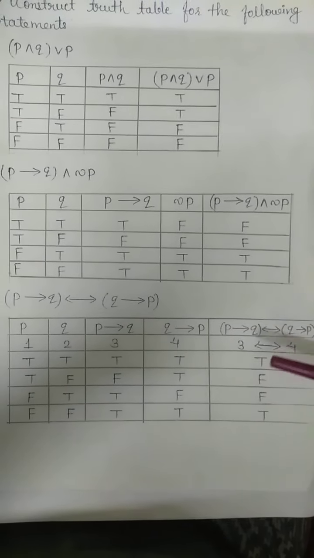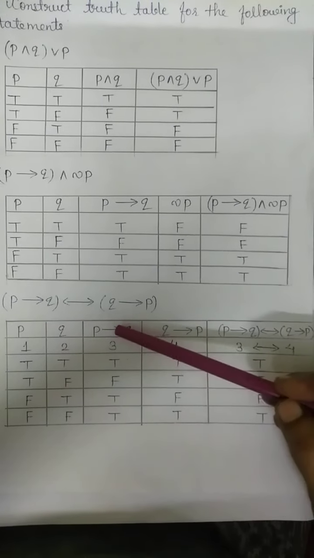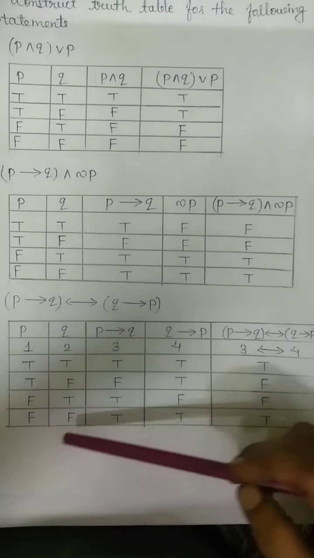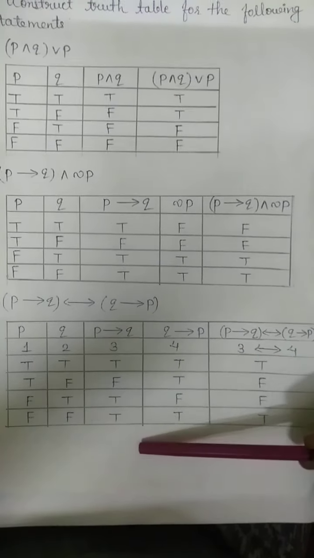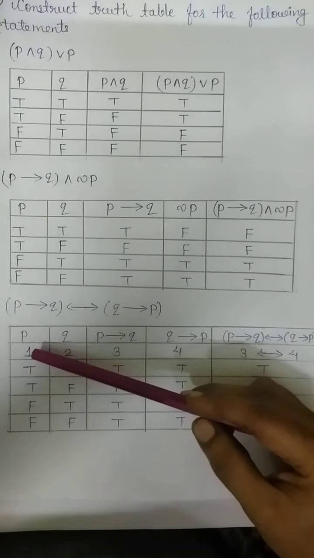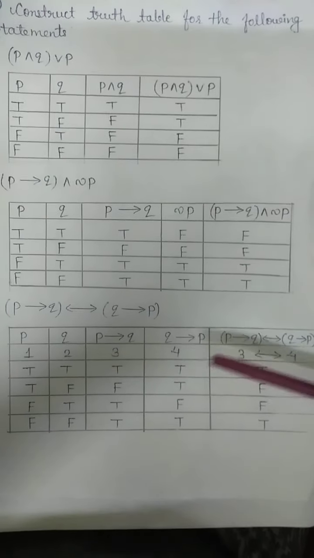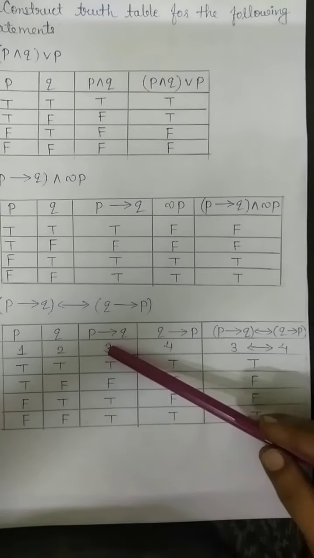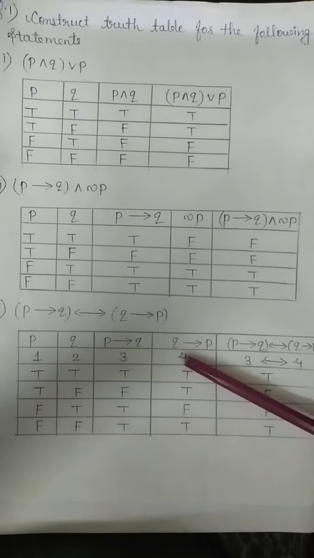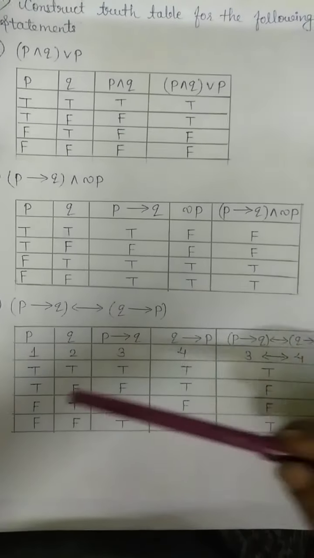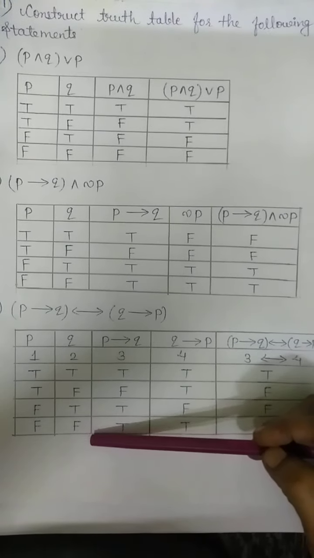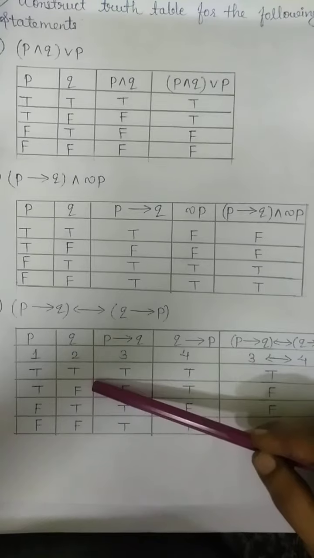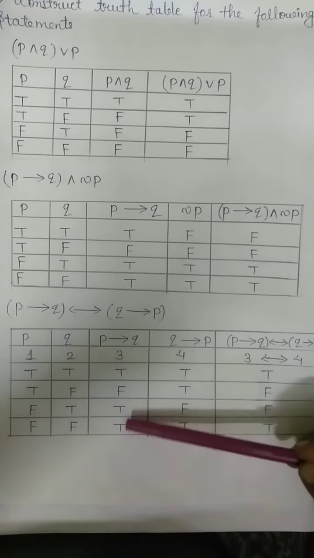Now suppose in any case you cannot write all the columns in one line, then the remaining columns you can prepare below this. Otherwise you can call these columns as 1, 2, 3, 4, and for the last one, instead of writing this entire statement, we can write 3 double implies 4. That will also work. Now these two columns will be fixed. Now P implies Q. We know first statement is true and second statement is false, then only answer is false, otherwise true.